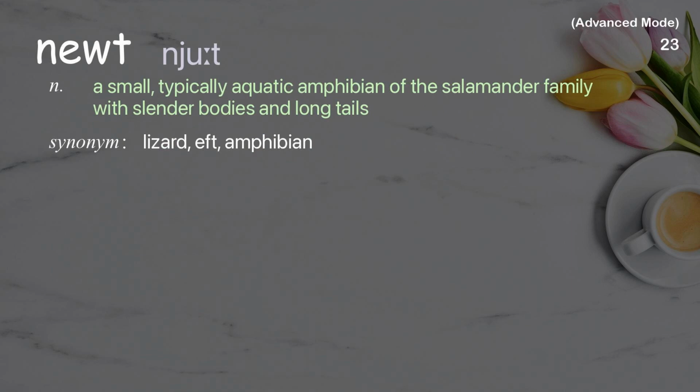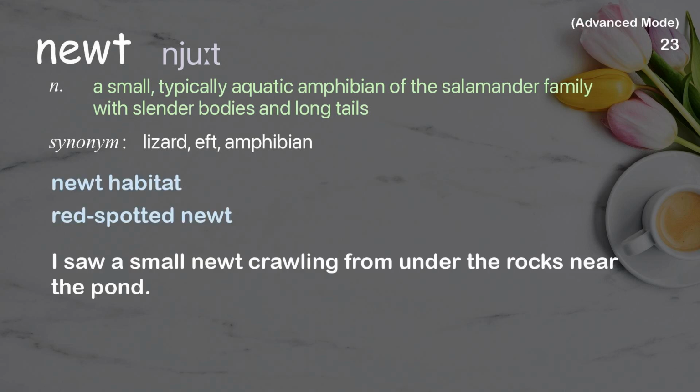Newt. A small, typically aquatic amphibian of the salamander family with slender bodies and long tails. Examples: Newt habitat. Red-spotted newt. I saw a small newt crawling from under the rocks near the pond.